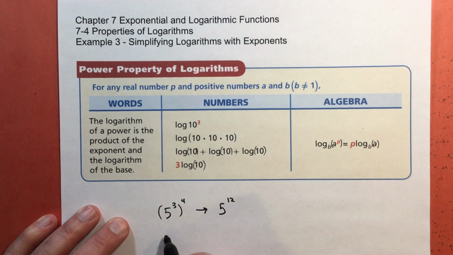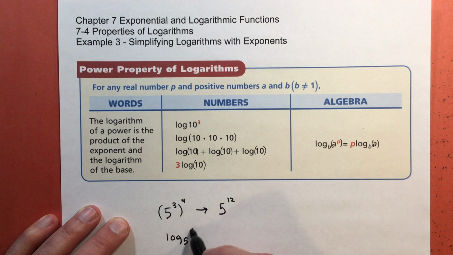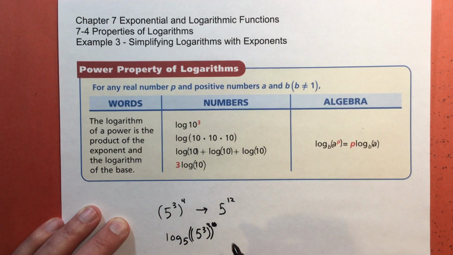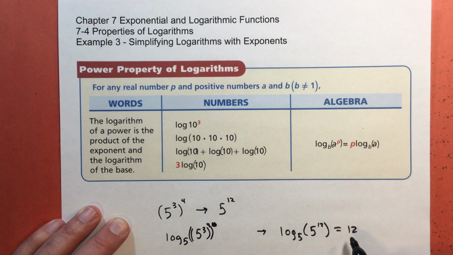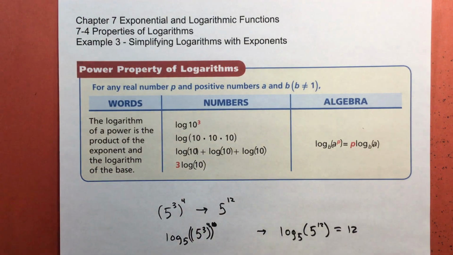So if I did something like this, log base 5, we'll just keep it simple, of 5 to the third power, and then raise that again to the fourth power. I should have put the 4 inside there, sorry. That's the same as log base 5 of 5 to the 12th power, which of course equals 12. This is saying 5 to what power equals 5 to the 12th power? 12. But here's what we're getting to.